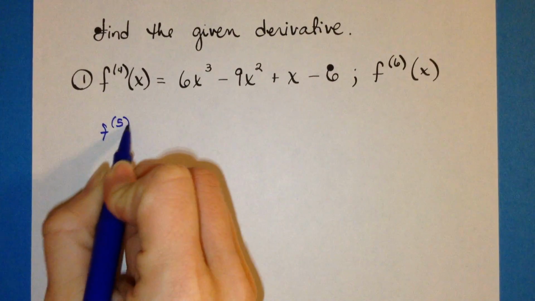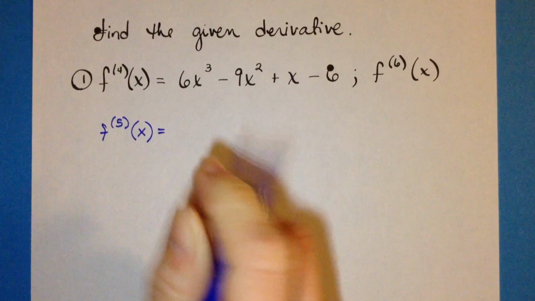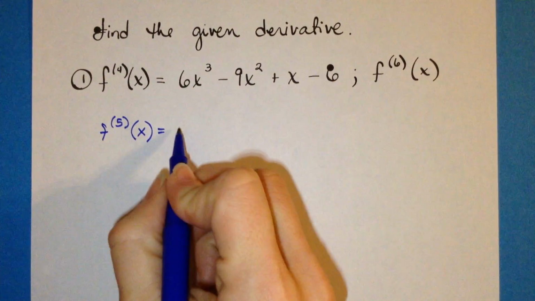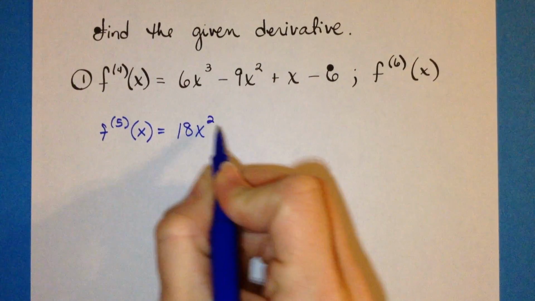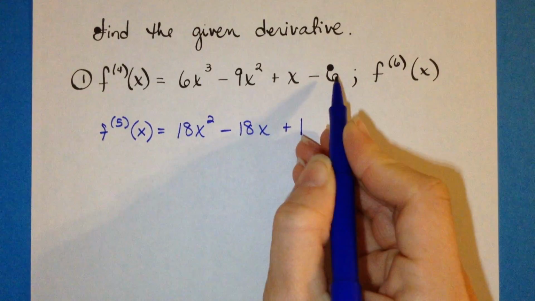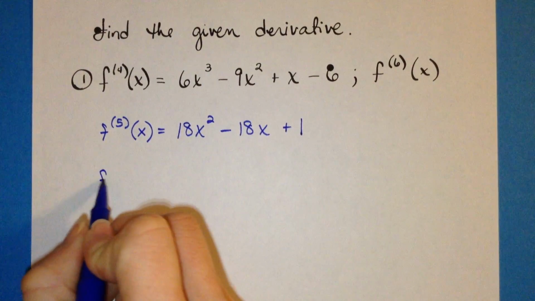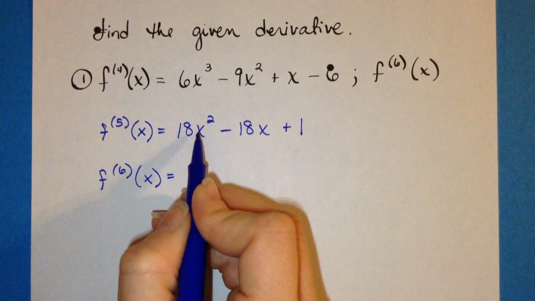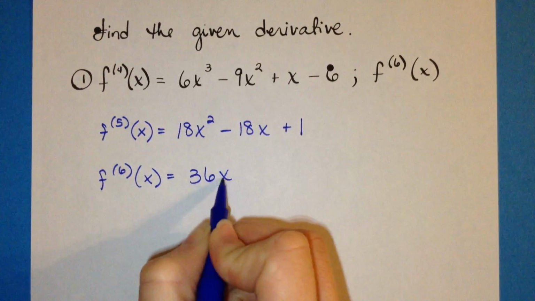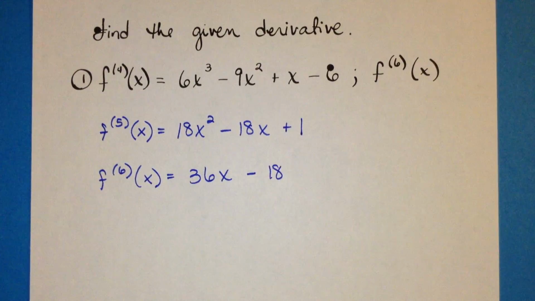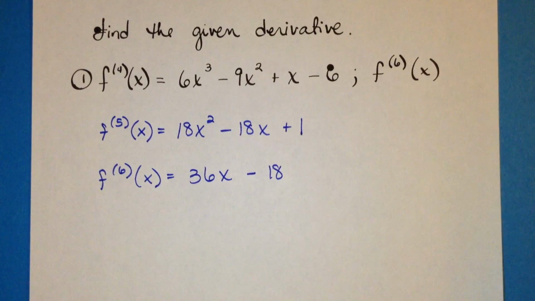Okay, so we got to go next, of course, to the fifth one. All right, so if this is the fourth derivative, you take the derivative of this to get the fifth. So this is going to be 18x squared minus 18x plus 1. Of course, the derivative of the 6 is 0. So now your sixth derivative, using your power rule here, you would have 36x minus, derivative here would just be 18. Of course, derivative of 1 is 0.